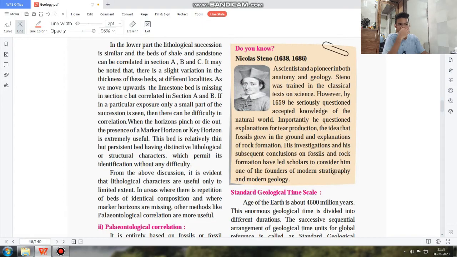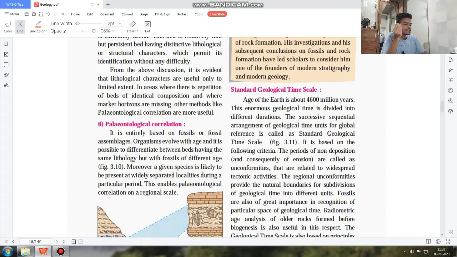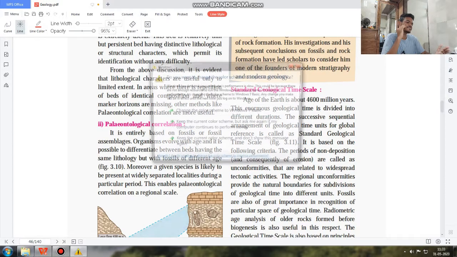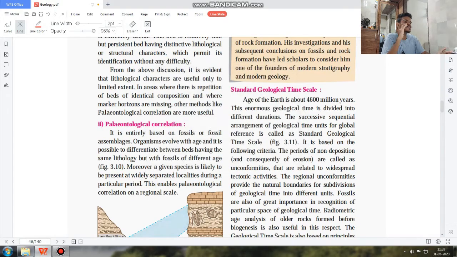Next part is the standard geological time scale, which is one of the most important. A question definitely comes from this, I'm telling you 101%. Okay, I'll speak a little bit of Hindi also if I can. So what can come from this basically? It can come like the age of the earth.